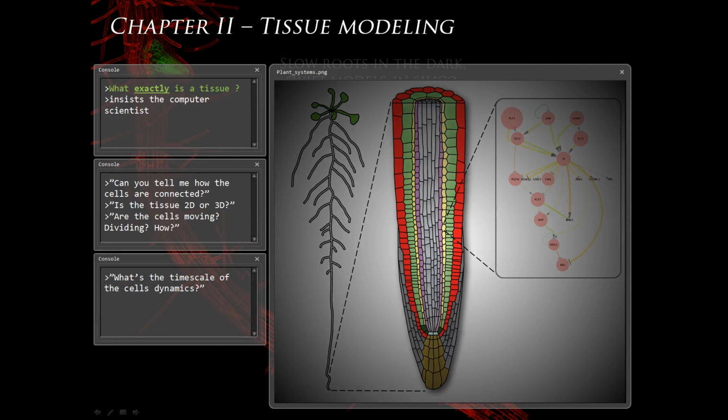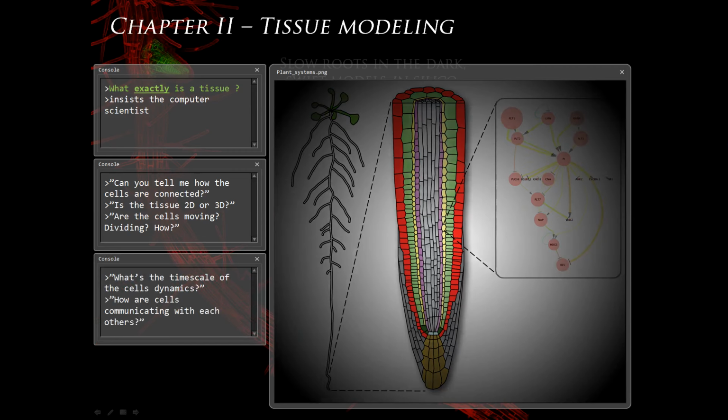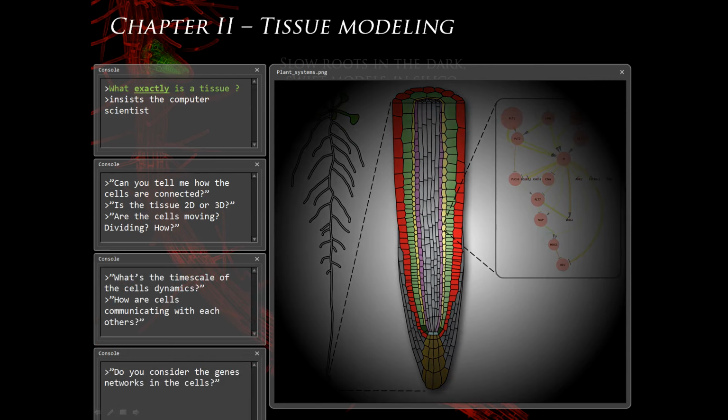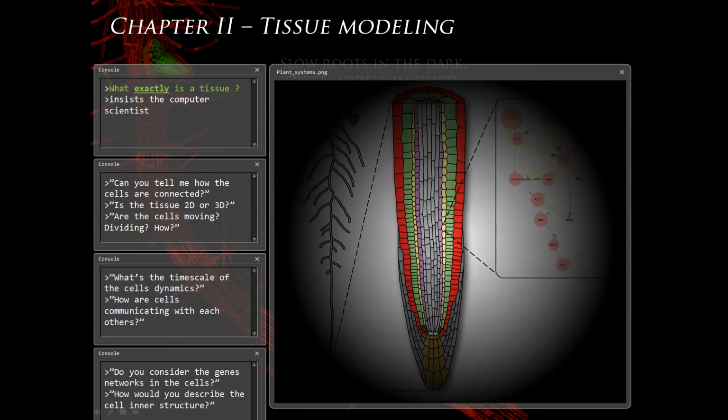What's the time scale for the cell dynamics? How are cells communicating with each other, directly, indirectly? Do you consider genes networking within the cells? Or how would you describe the cell inner structure?